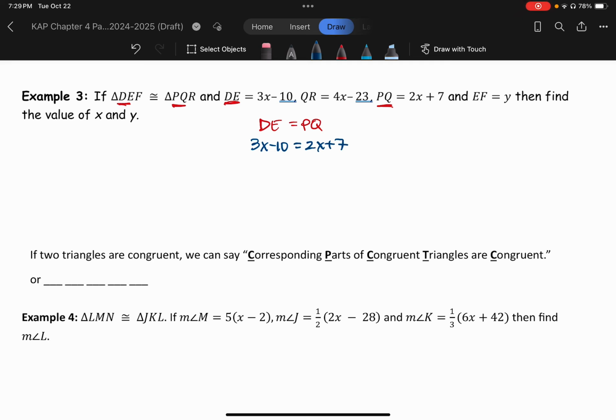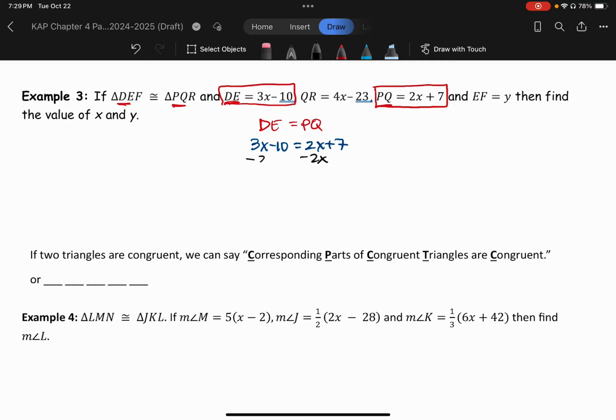You want to make sure you're reading this carefully because it's easy to make a mistake. So if you want to box this in, just to chunk it a little bit easier, because even me reading this right now, I'm starting to have a dyslexic moment here. So if we have that equation set up where DE is equal to PQ, we're left with 3x minus 10 is equal to 2x plus 7.